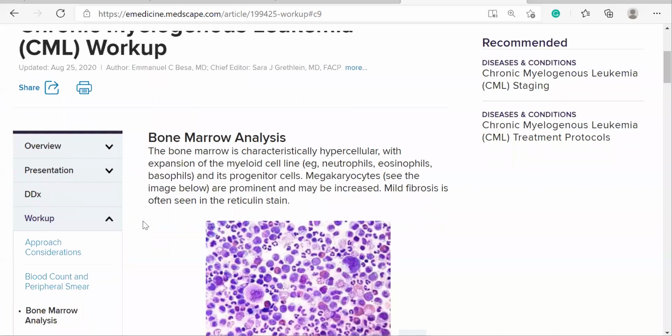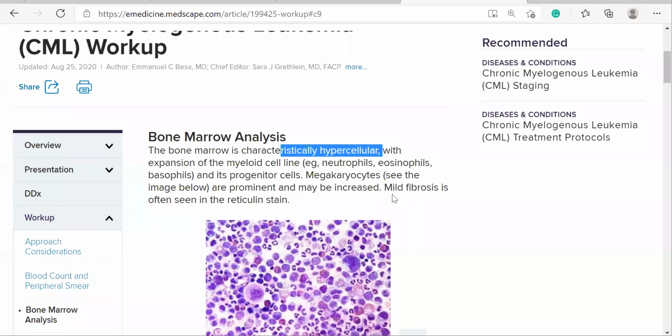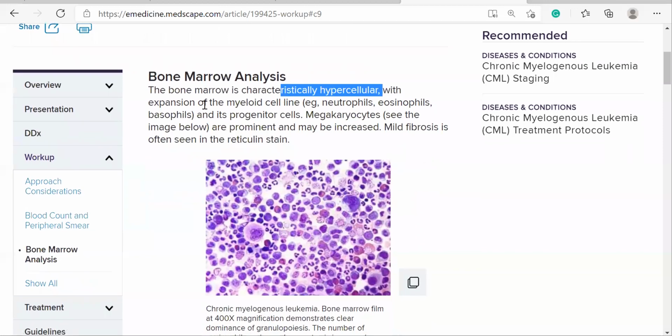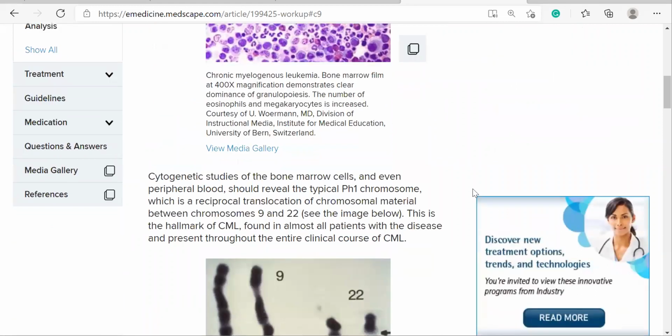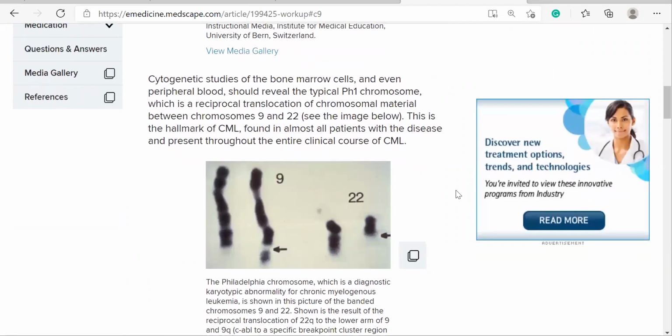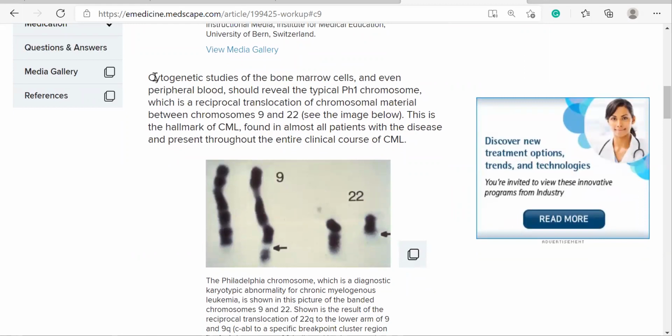In bone marrow analysis, you get hypercellular bone marrow, and mainly in here you will get megakaryocytes prominently. So megakaryocytes prominent in the bone marrow, you should think about CML. Now, you need to also order a cytogenetic study of the bone marrow cell, making sure that you get this typical Philadelphia chromosome. This is the hallmark of CML, found in almost all patients with the disease and present throughout the entire clinical course of CML.